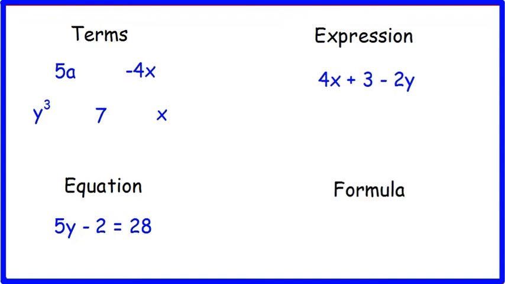And then finally, we have formulas. And formulas are equations that are used again and again. So here's an example of one. Area is equal to length multiplied by width. And of course, that is a formula for finding the area of a rectangle. So formulas are consistent. We see them again and again.